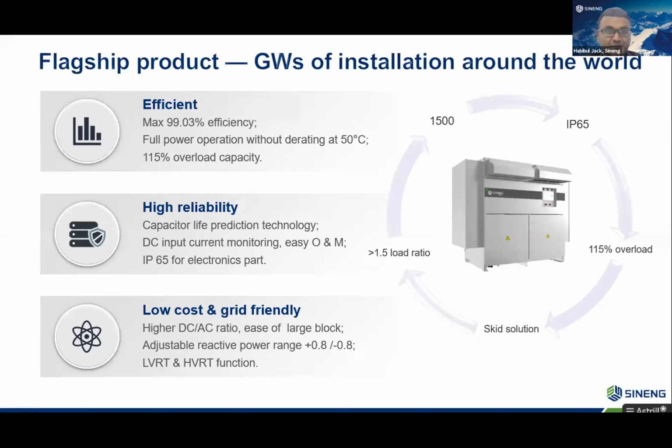Okay, next. This is our flagship product, which has a gigawatt of installation around the world. It has 115% overload capacity, and the same series SB model has 120% overload capacity. The protection level of this inverter is IP65, and it is very grid friendly. It has LVRT, HVRT, and ZVRT functions, and there are many other functions equipped in this inverter.